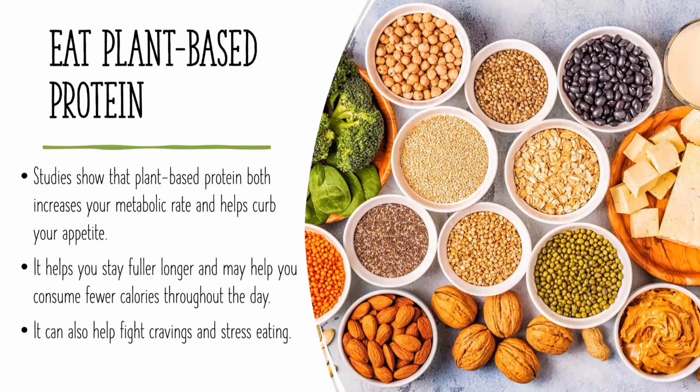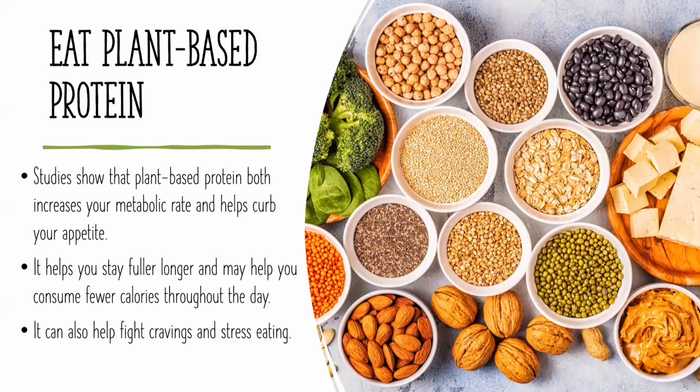We're going to introduce you to 5 evidence-based eating and lifestyle changes that have been shown to help people lose weight. Number 1. Eat more plant-based protein. Studies show that plant-based protein both increases your metabolic rate and helps curb appetite. It helps you stay fuller for longer and may help you consume fewer calories throughout the day.